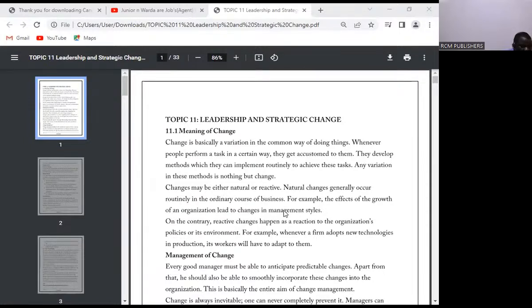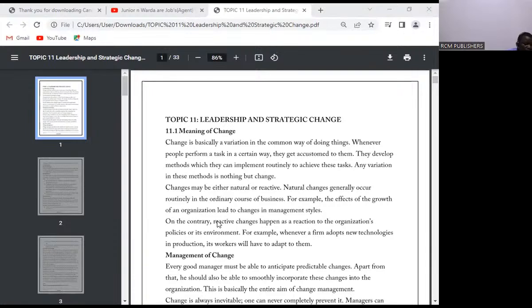The other part is being able to know the types of organizational change. The other part is about resistance to change, the causes of resistance, and maybe ways of managing resistance to change. The other one is the theories and the models to be used in the change management process, at least three models or theories which are often used.